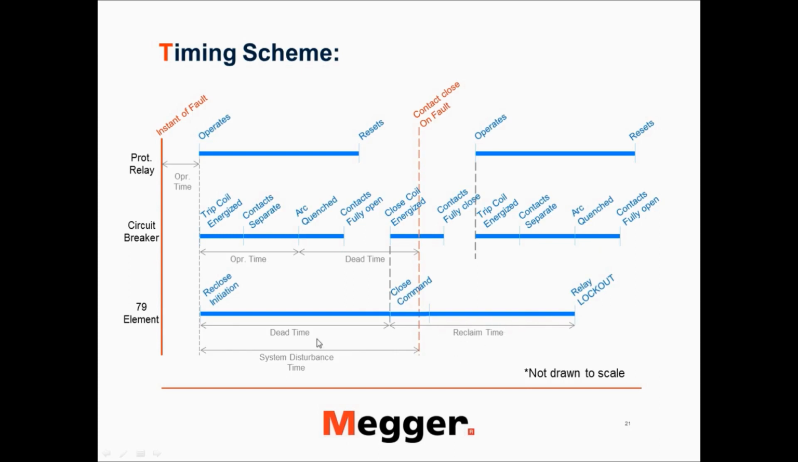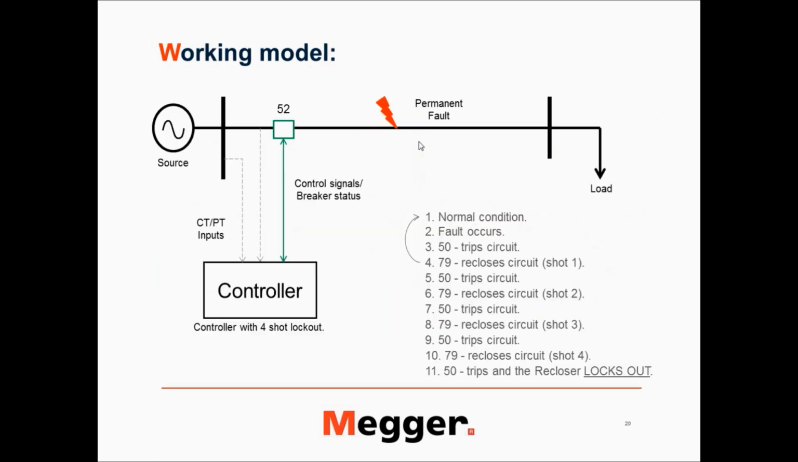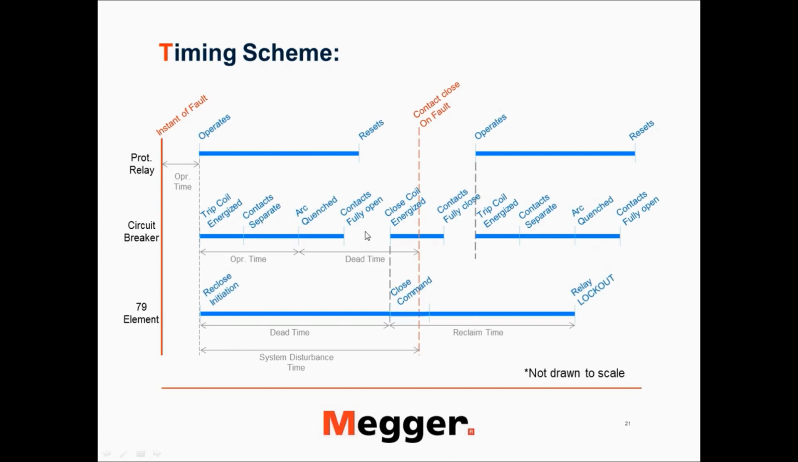Generally speaking, this red line is where the fault happened, and this dotted red line is where the fault is actually cleared, or sorry, the source is supplying during this time from this red line to the dotted red line. During this time, the source is still supplying the fault until the circuit breakers are completely open. So that will be your system disturbance time.